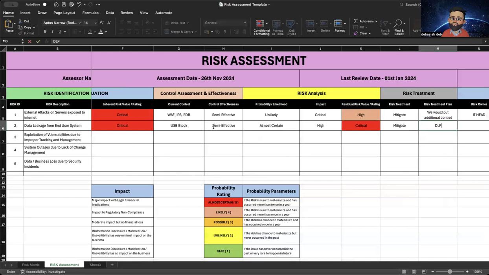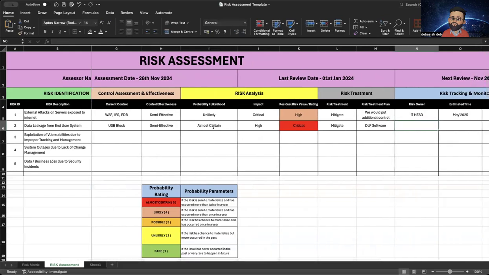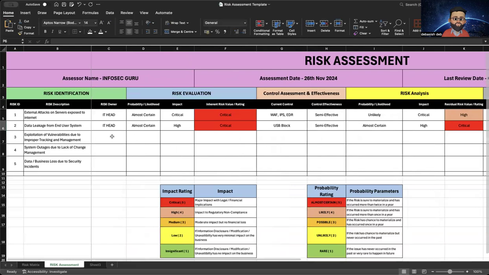We put DLP software, which will monitor all our data leakage, at least our critical and PII data, because nowadays a lot of regulations have come which talk about safeguarding personal data, like DPDPA, GDPR, etc. So who is the owner of implementing this? Again, IT head, and the timeline would be maybe XYZ, and then again the remediation status. Okay, till now I hope I'm clear.